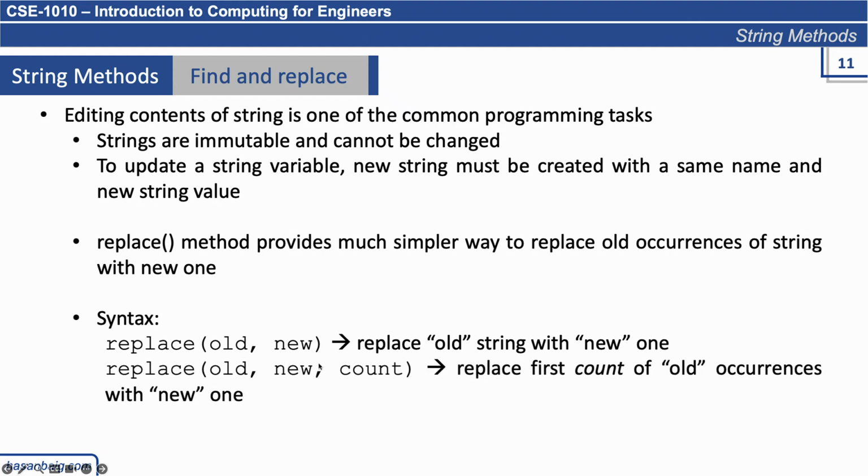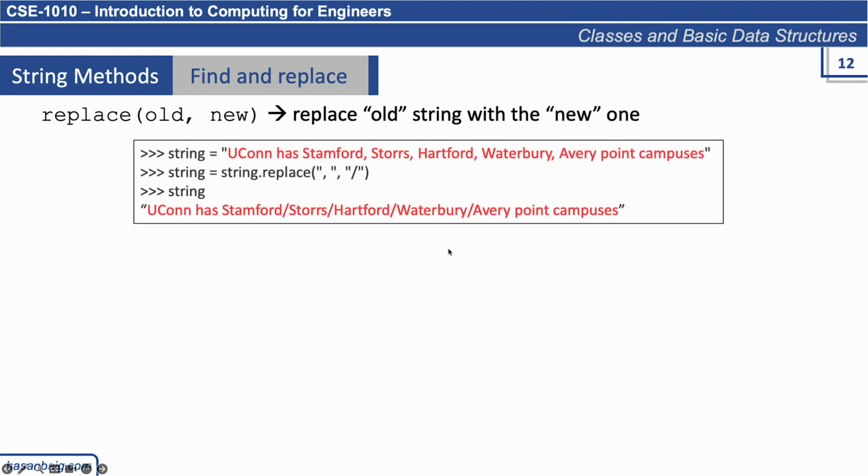And replace(old, new, count): you can see it replaces the first count occurrences of old with the new one. Let's take an example of this. UConn has Stanford, Storrs, Hartford, Waterbury, Avery Point campuses. So I have a string which contains this sentence, dot replace, and I'm replacing the comma with the forward slash, and you can see this output. All the occurrences of comma are replaced with forward slashes.